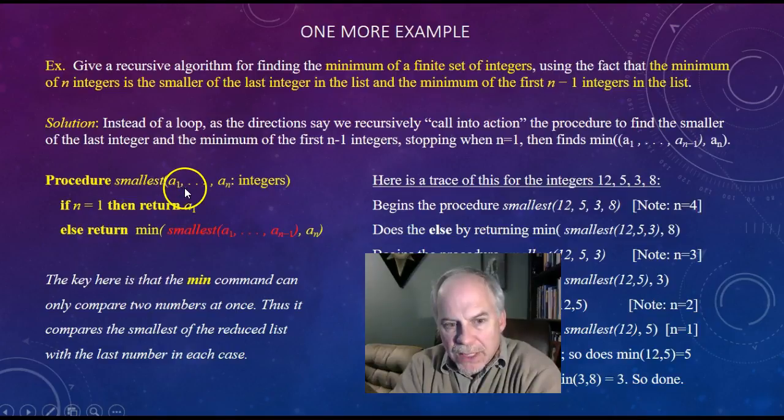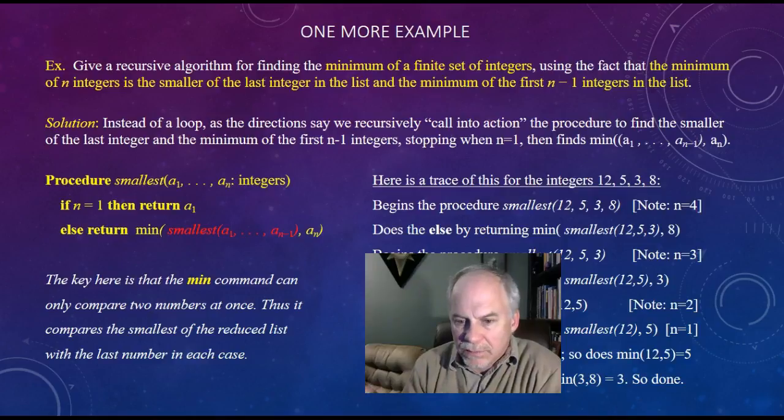Procedure smallest, a1 all the way to a sub n integers. If n is 1, then return a sub 1. So it always needs somewhere to stop. And so this is what you do when you're using this minimum command.